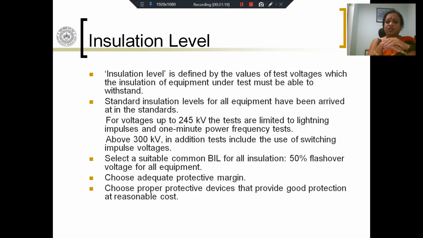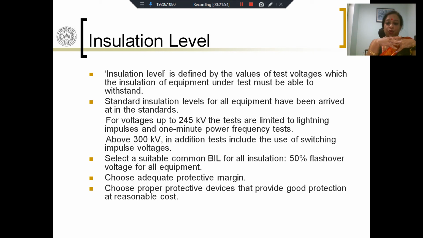So when you are at low voltages, like up to 245 kV, if you design for lightning impulse, the switching impulses are automatically taken care of. If your insulation is designed to withstand the prescribed test levels for lightning impulse, then rest assured that it will be able to withstand the switching level tests. Above 300 kV, you will also have to test for switching impulses, because switching impulses become significantly high and can be more dangerous than lightning impulses.